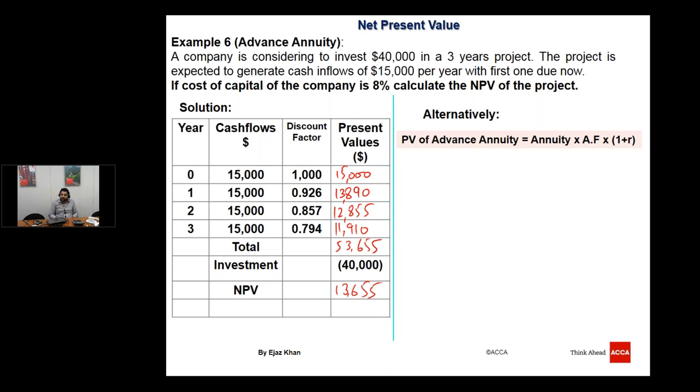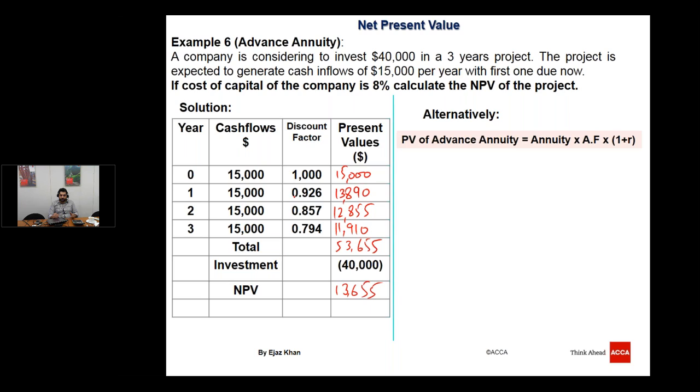Yes, in the previous question, it was an ordinary annuity and it was starting from year one. But in this case, it's starting from point 0. That is, the first cash inflow will be received at point 0, which is called an advanced annuity. So this is something different from the previous example. Now, how will you use the annuity factor in case of an advanced annuity? How are we going to use that approach?